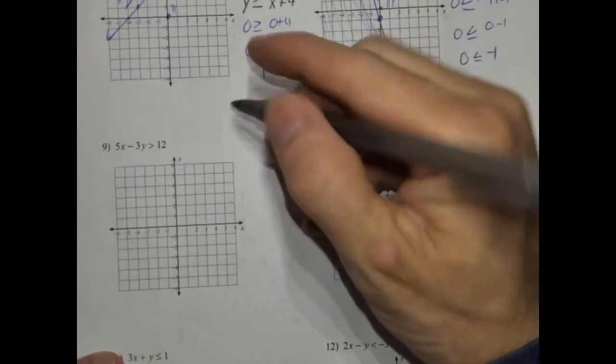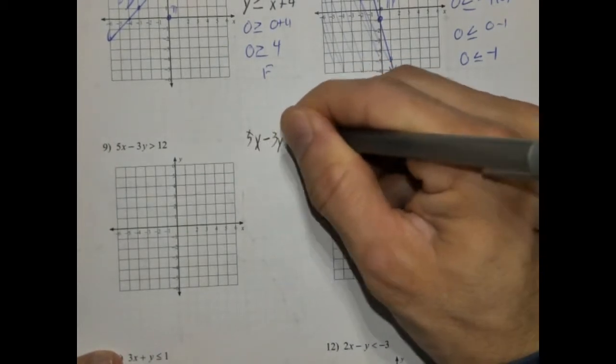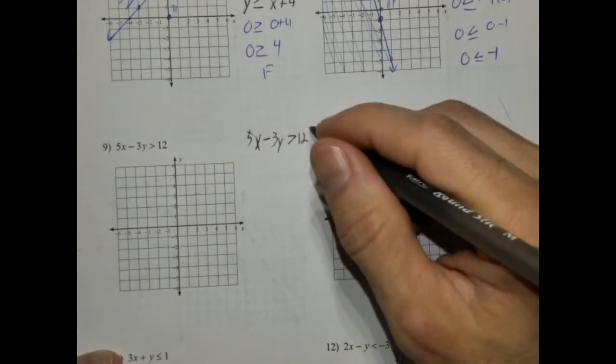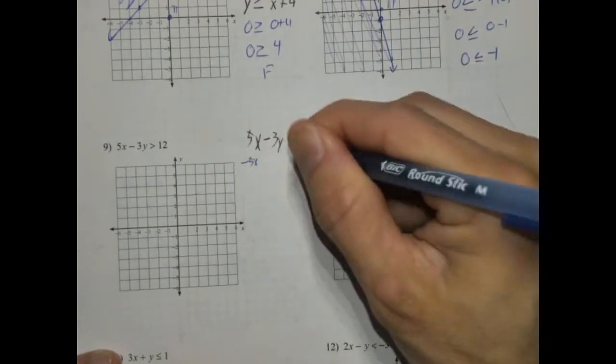So we have 5x minus 3y is greater than 12. And we want to get y by itself, so we're going to subtract 5x from both sides.